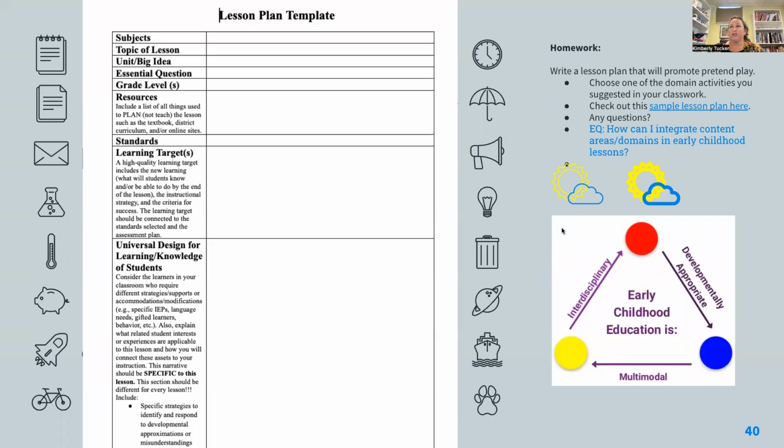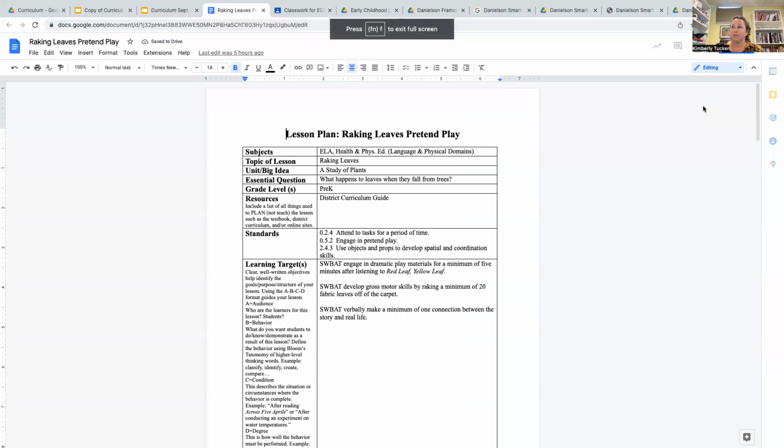Hi, everyone. I just wanted to go over the lesson plan template in case we run out of time in class. Your assignment is to write a lesson plan that incorporates pretend play. I have a link to the template on the last slide of our slides tonight. If you click it, you will get to that link. And I'm going to go to my sample lesson plan that incorporates pretend play and walk you through it.